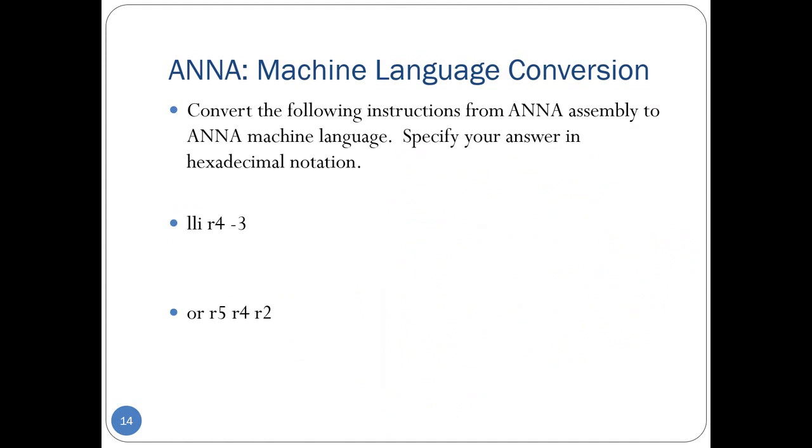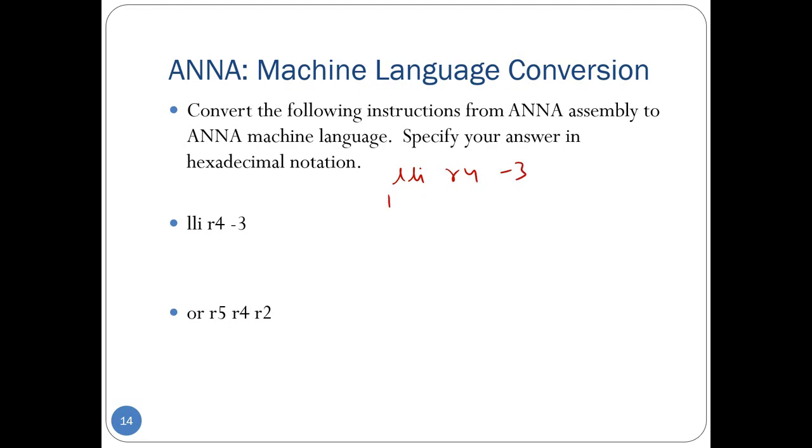So another kind of question that you might find on the exam is to convert given ANA instructions into machine code, right? So the first problem here is the LLI instruction. So for such problems, you must remember the format of the instructions. So LLI, you would recall, has this format. You have LLI, let's say R4 -3.